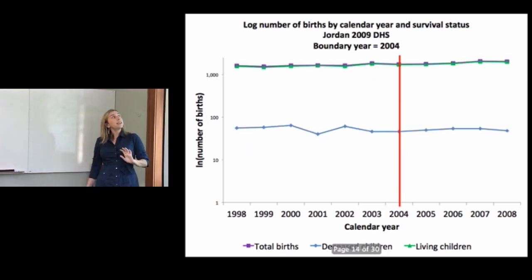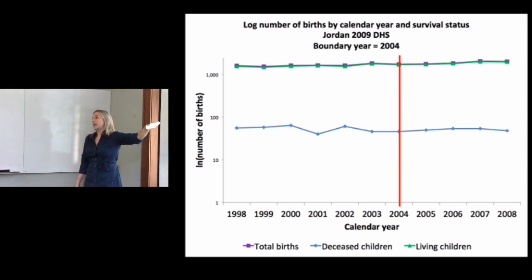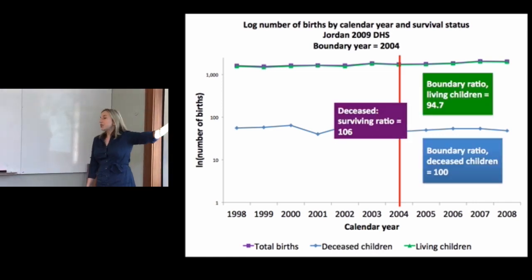That's not always the case. We do have great surveys, like in Jordan. This is exactly what we'd hope to expect in a country where fertility is relatively unchanging, that the number of births per year is flat, and the boundary ratios are all around 100.